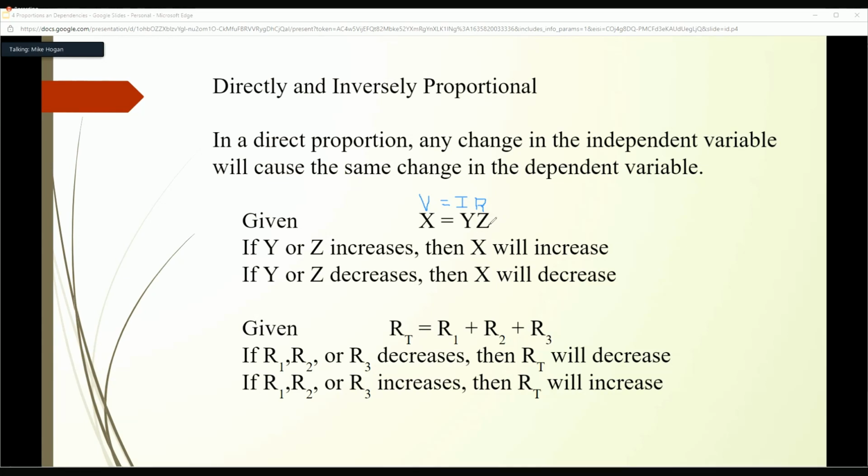If I divide this side by R, they cancel out. If I divide the other side by R, I'm left with current is equal to voltage divided by resistance, right? So that's still Ohm's law. It's just now it's solved for current.